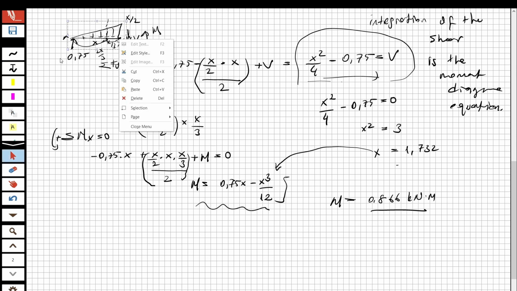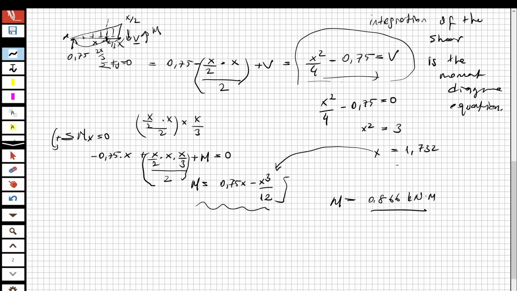One third, because for example, the centroid of the triangle is at 2/3. So this is 2/3 until that point, and this is 1/3. So the moment arm will be equal to 1/3. And when you multiply this whole, you are going to obtain x cubed over 12.